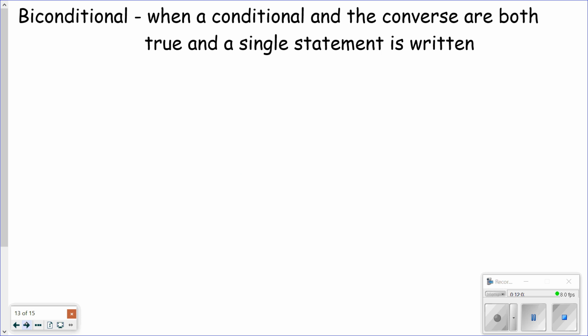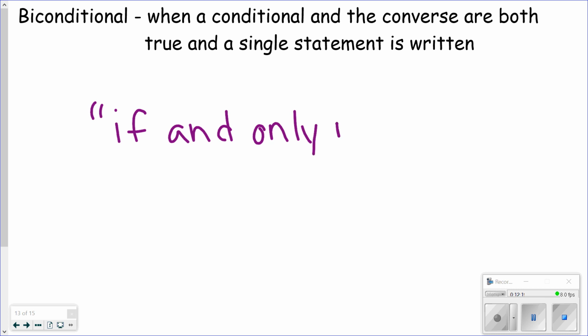A biconditional statement. When the conditional and the converse are both true, you can create a single statement. And these are known as if and only if statements. You may also, instead of writing if and only if, you may see this, an if with two F's. That means if and only if.